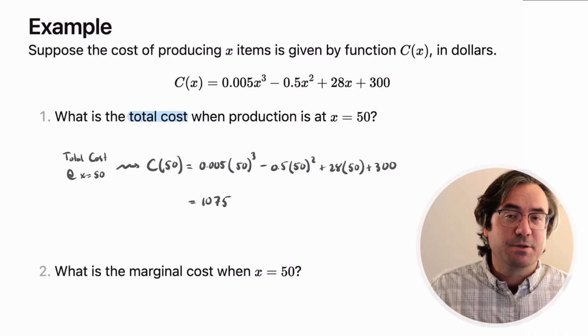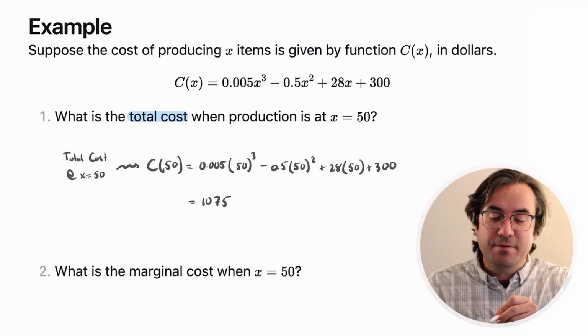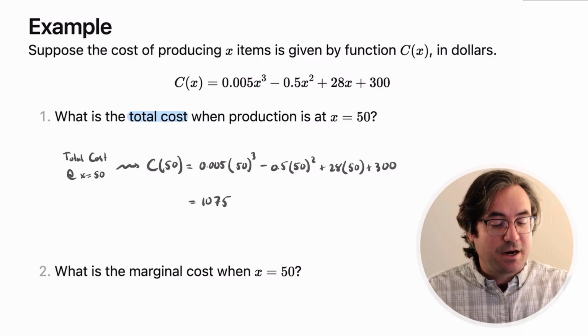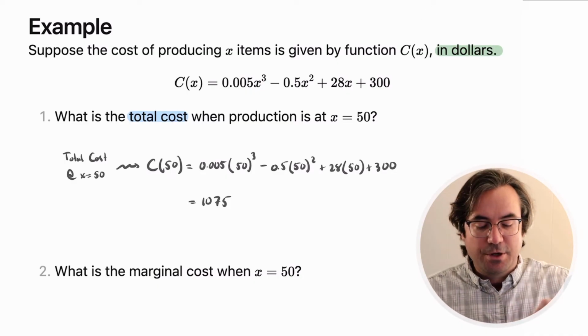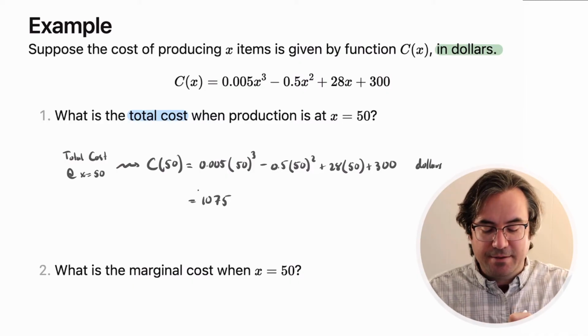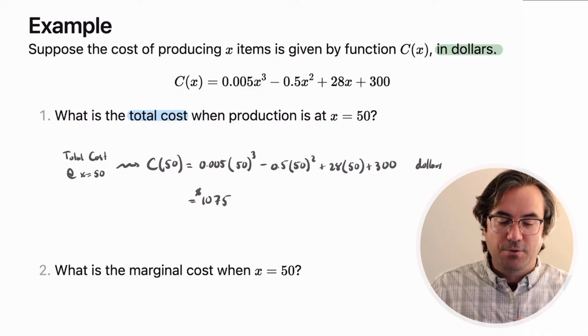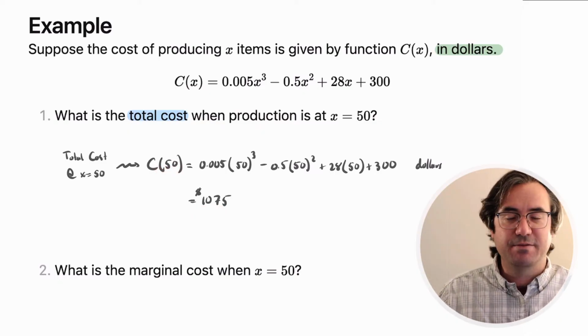One thing with these types of problems, just be careful with units. If units are given, make sure you include units in your answer. In this case, C of x is given in dollars, so our units here would be dollars. You could write it at the end like that, or put the dollar symbol in front. So the total cost from producing 50 items is this $1,075.